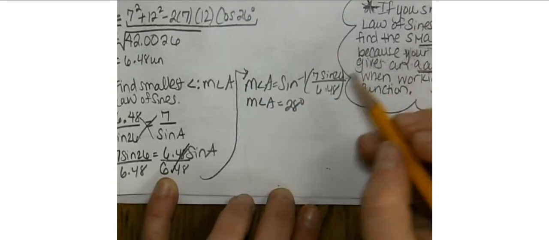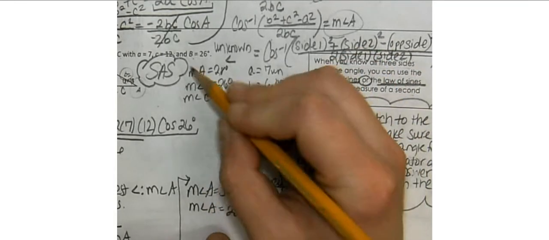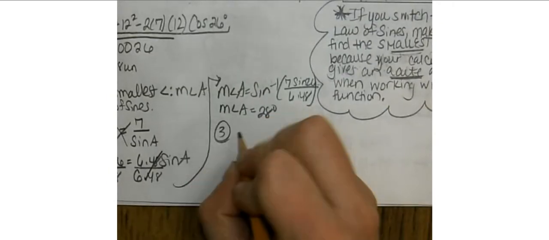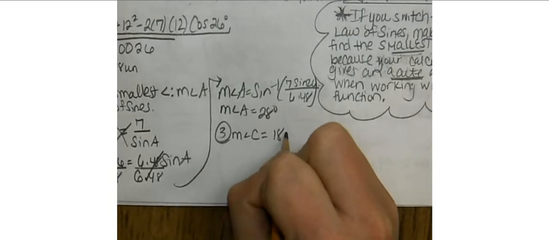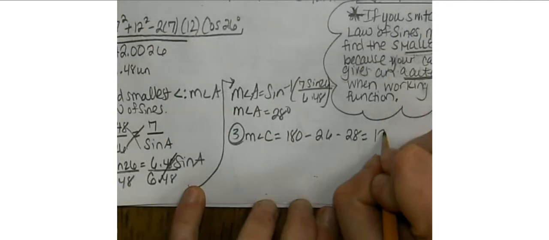So now I know what the measure of angle A is, and now I need to find what the measure of angle C is. Since I already know 2 out of the 3 angles, I'm just going to use the 180-degree rule. So my step 3 is to find the measure of angle C, which is going to be equal to 180 minus 26 minus 28. And 26 and 28 taken away from 180 is equal to 126 degrees. And there is our answer. We've officially solved this triangle. So that's what happens when you're given side, angle, side.